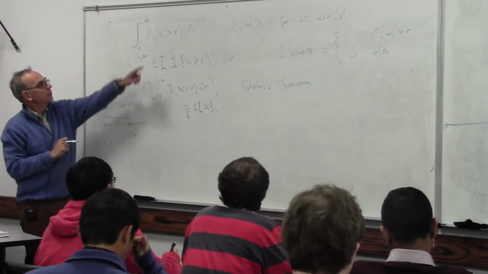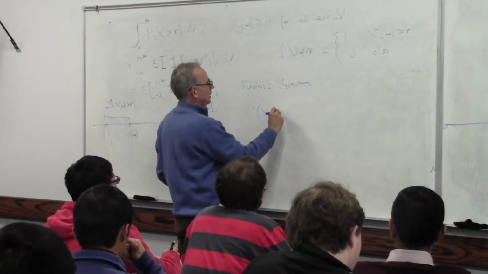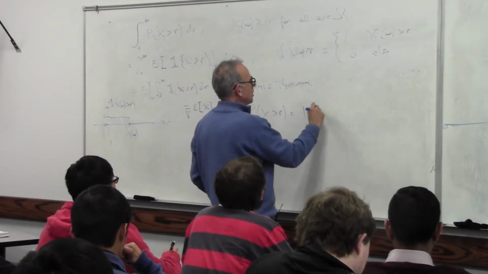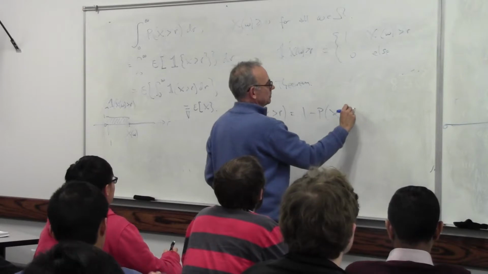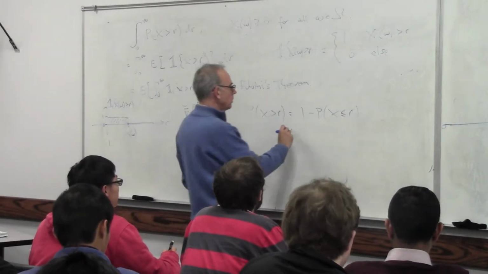But anyway, the probability that X is bigger than R is 1 minus the probability that X is less than or equal to R, just using the union formula. And so it's equal to 1 minus F of R.